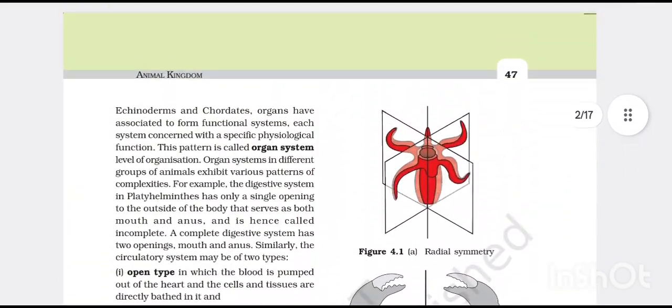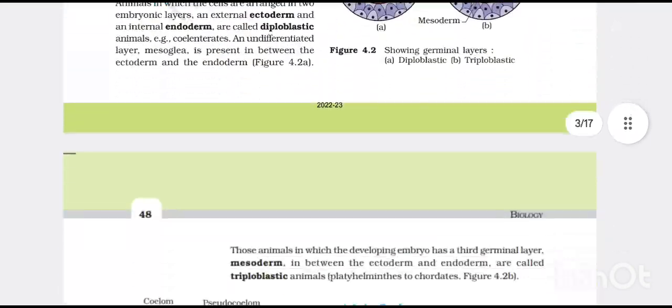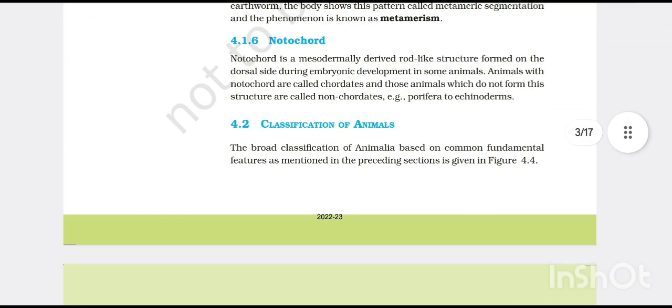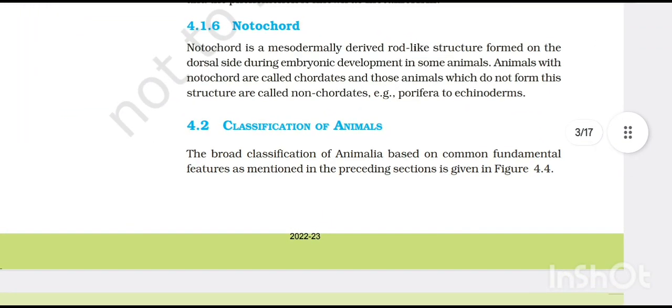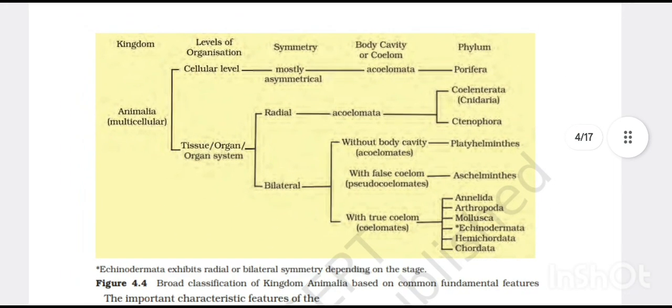So these are the basis of classification. Till now we have been studying the basis of classification. Now we will study the classification. The broad classification of Animalia, based on common fundamental features as mentioned in the preceding sections, is given in figure 4.4.